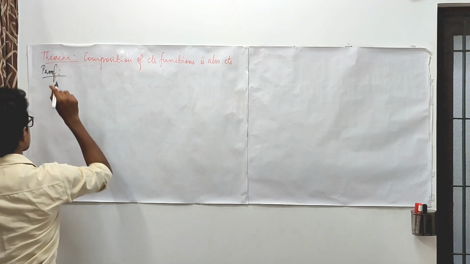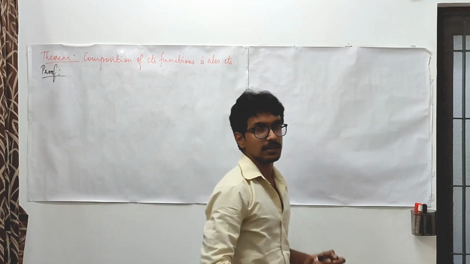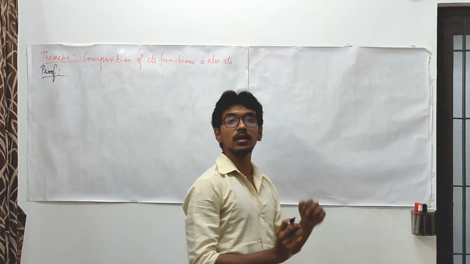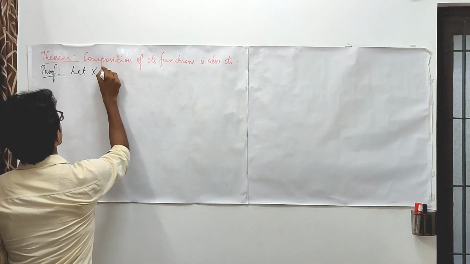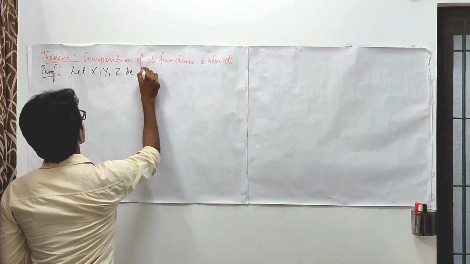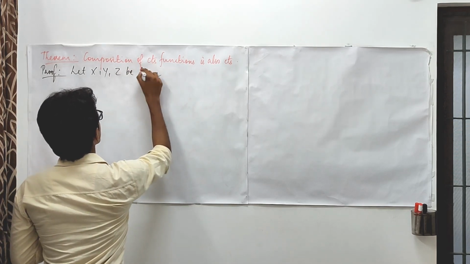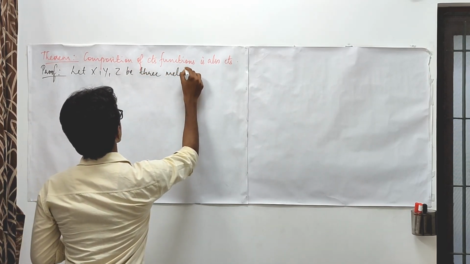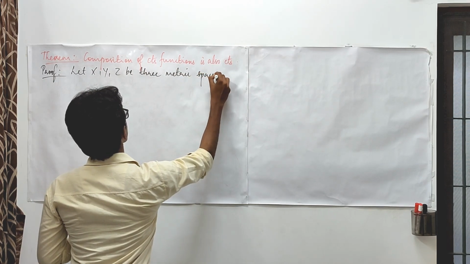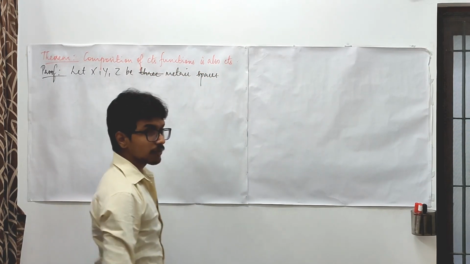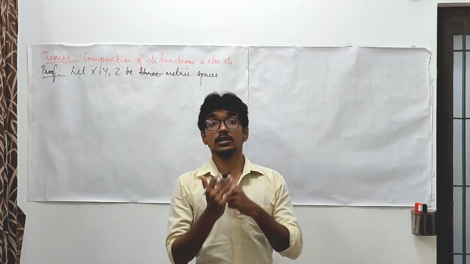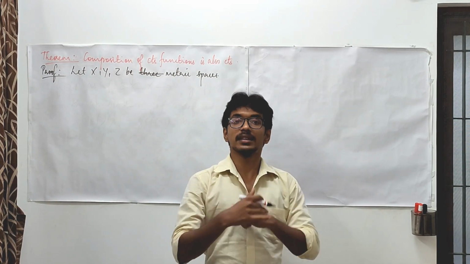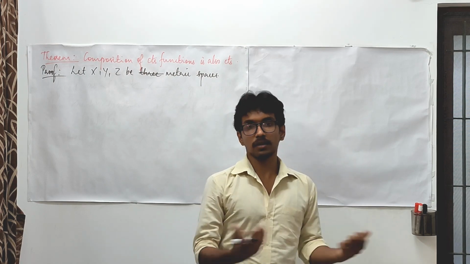Since the statement is completely an abstract statement, we will have to name the spaces and the functions. Let X, Y, Z be 3 metric spaces, or we may simply take metric spaces, because we do not know whether these are different metric spaces or the same set with different metric or same sets with same metric, we do not know.